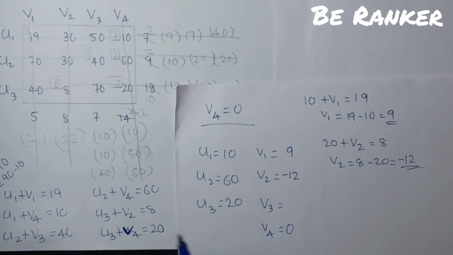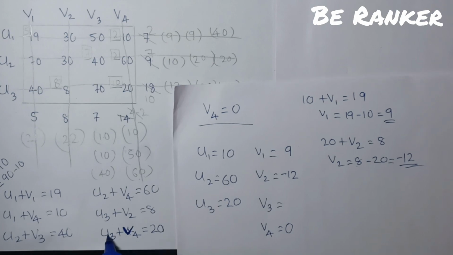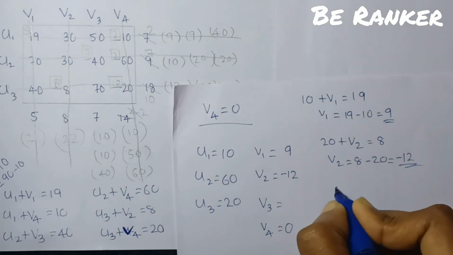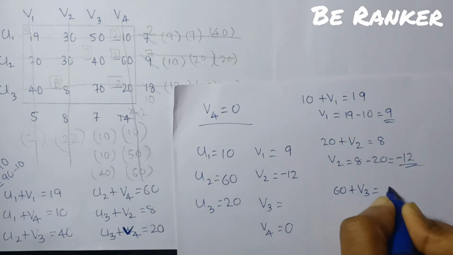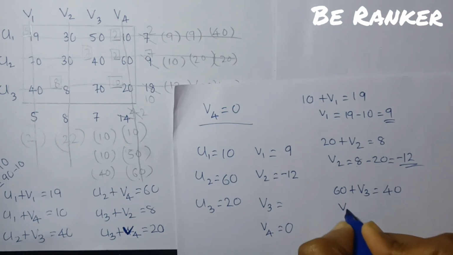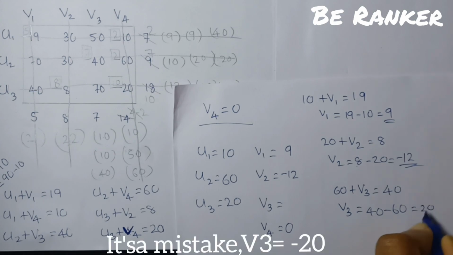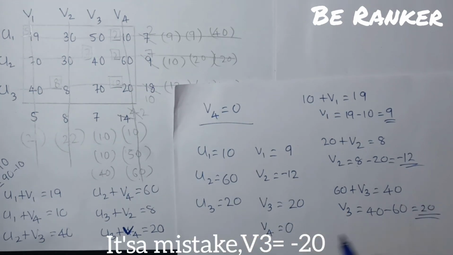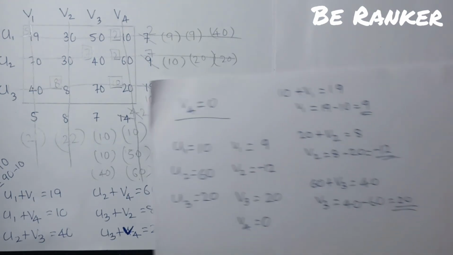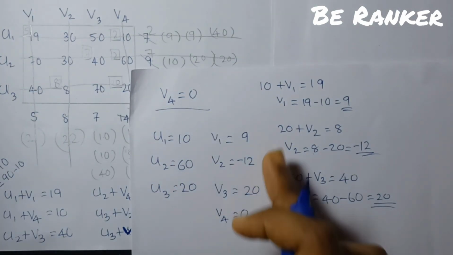Then we want to find V3. Sorry, this is U3. The equation containing V3 is this equation: U2 plus V3 is equal to 40. U2, we know, is 60. So 60 plus V3 is equal to 40. So V3 is equal to 40 minus 60, which is minus 20. So V3 is equal to minus 20. So now we have found all the U values and V values.